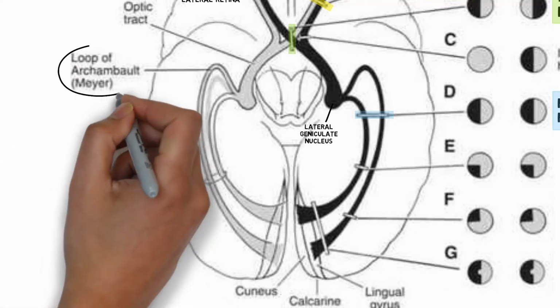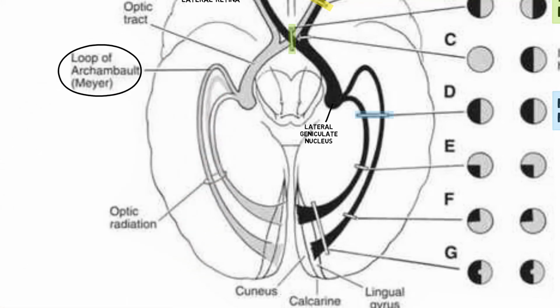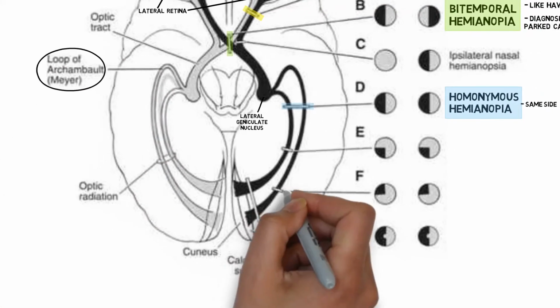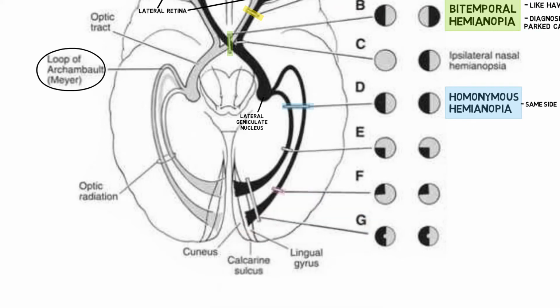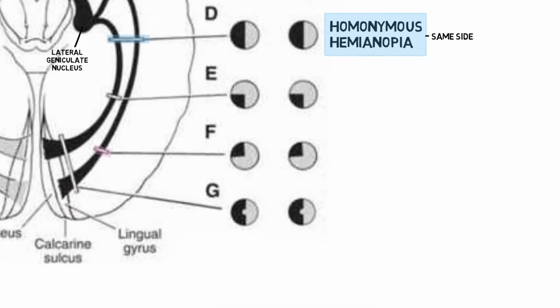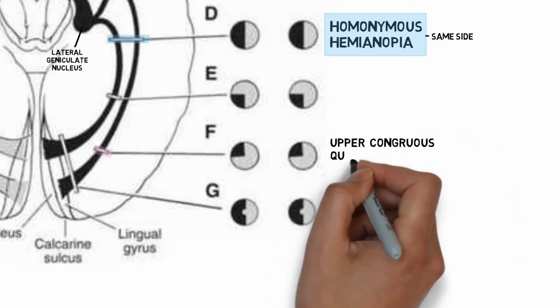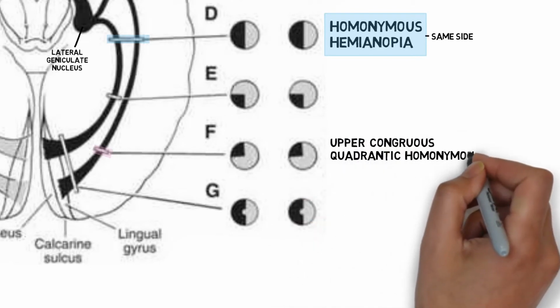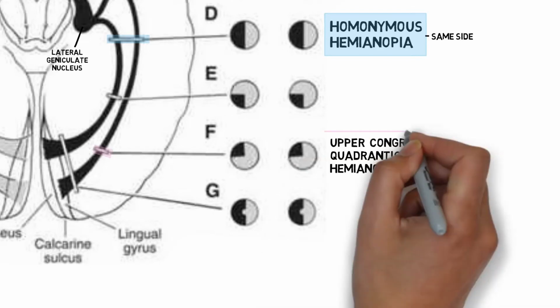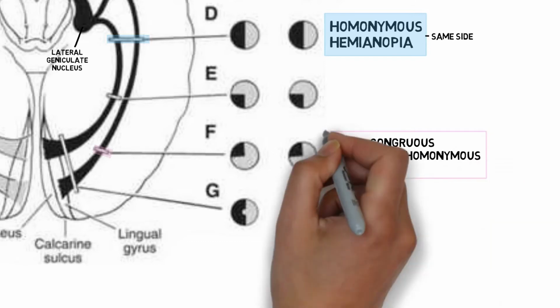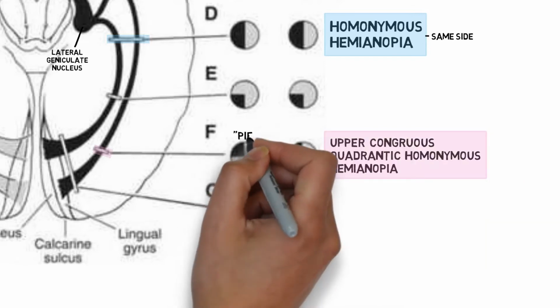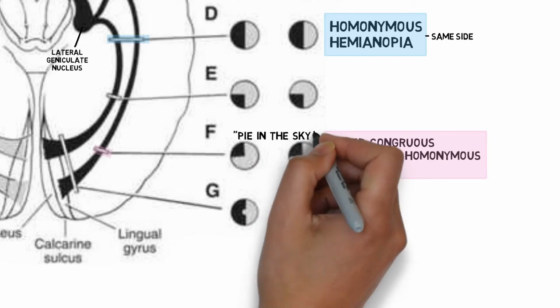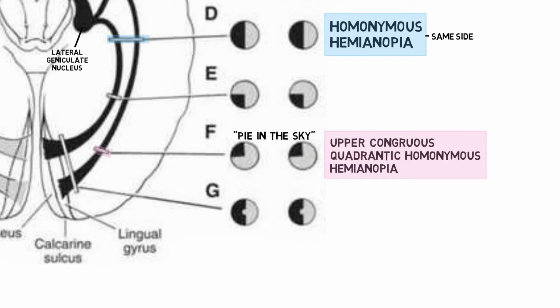From the LGN of the thalamus, the fibers can travel in a number of pathways. If there is a lesion in the loop of Meyer as it moves around the temporal lobe, the person will lose vision in the upper portion of one visual field. This is called congruous quadrantic homonymous hemianopia, or, more colloquially, pie-in-the-sky defect. Quadrantic means quarter of the visual field, so upper quadrant on the same side, blindness.